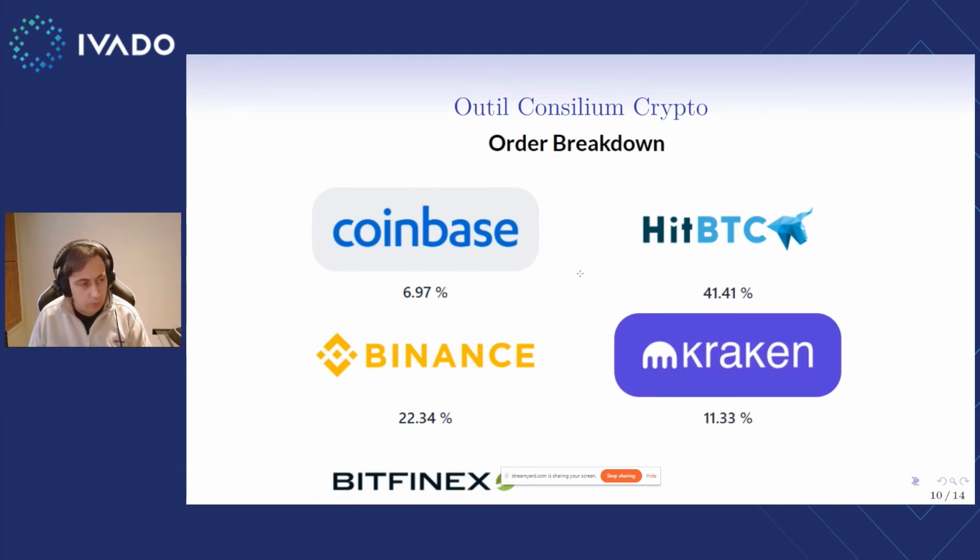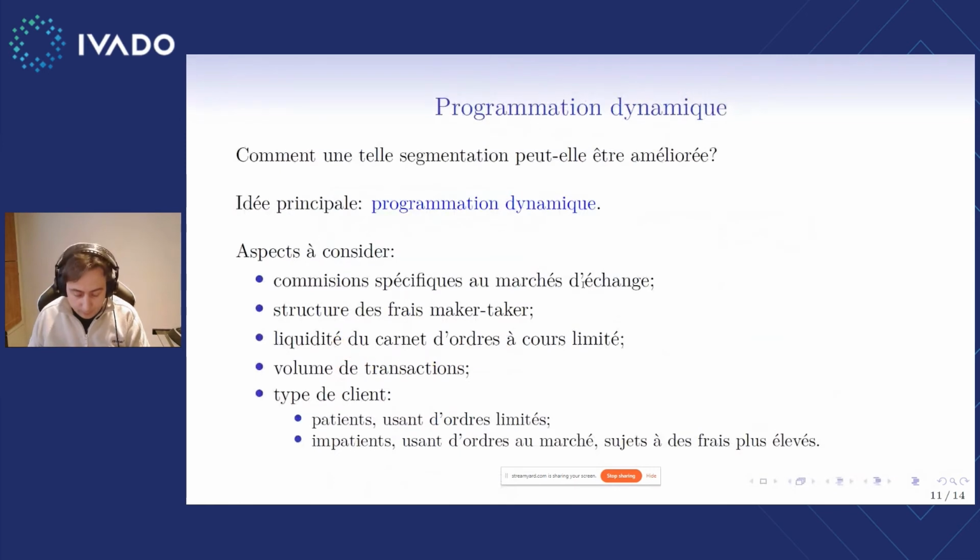If you don't fulfill your order directly, you can try to go over time, to make more advantage of the evolution of the prices and the volumes on the different markets. This is what Jean-Francis is working on, to improve the routing approach from Consilium Crypto using dynamic programming. And this is where in the slides I have some questions. I hope that this is still readable.